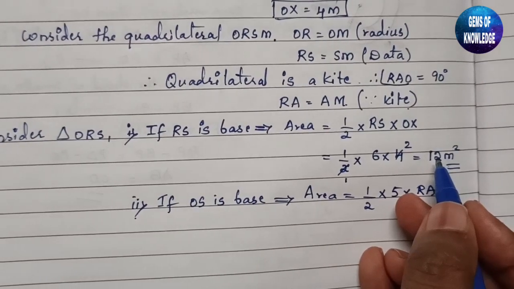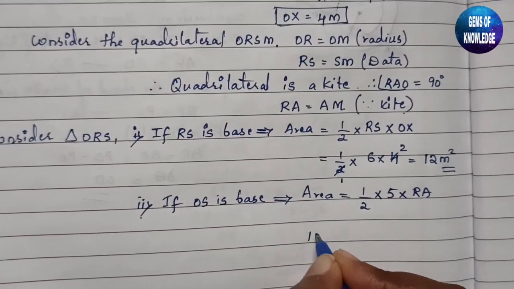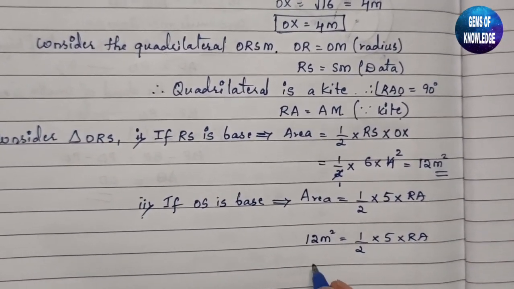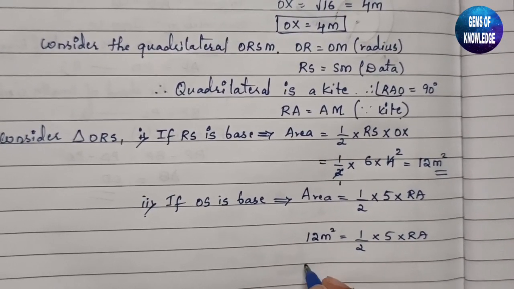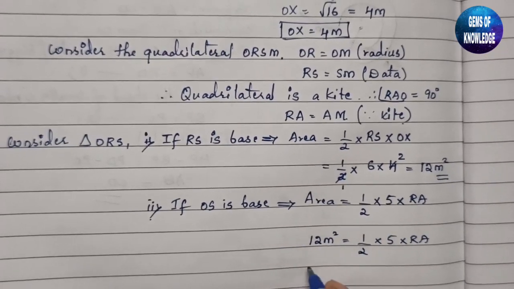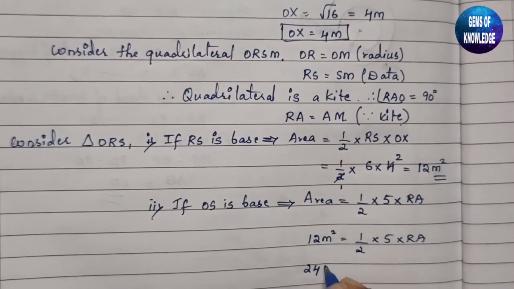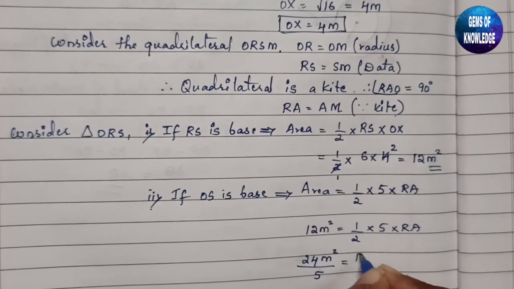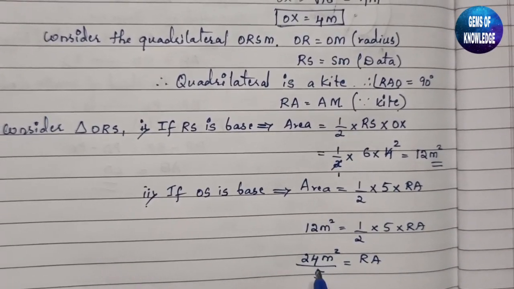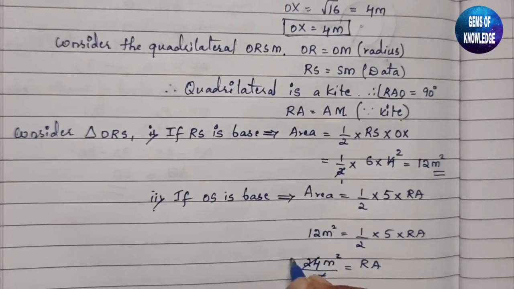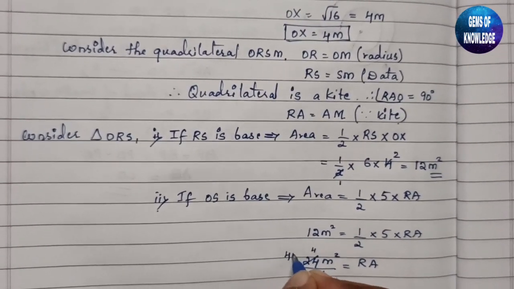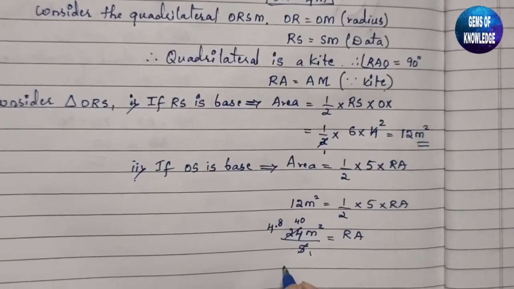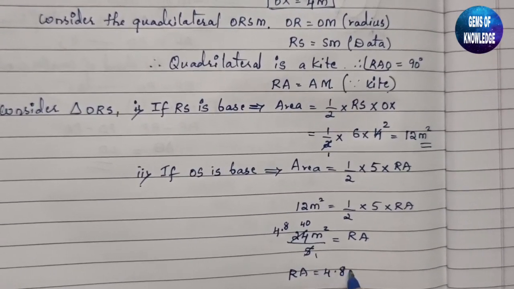So what we will do is, already we got area, no? That is 12 meter square. We will substitute here. 12 meter square is equal to half into 5 into RA. Okay. So if you cross multiply this, 12 into 2 will become 24. 24 meter square divided by 5, which is equal to RA. So we got the value of RA: 5 ones are 5, 5 fours are 20, 4 is remaining, and point, if you put one more 0, this will become 40. So 5 8s are 40. So RA is equal to 4.8 meter.